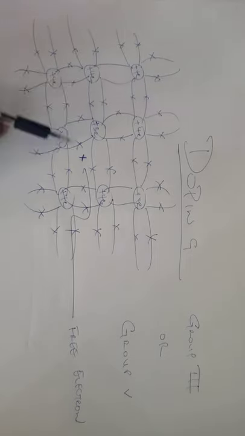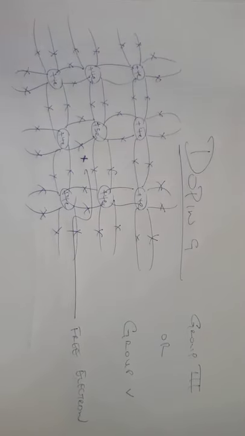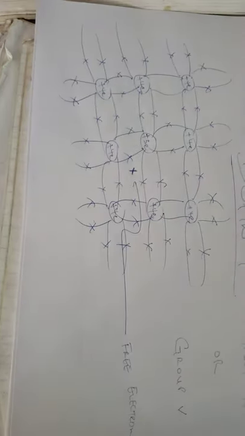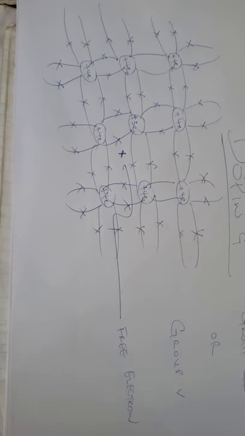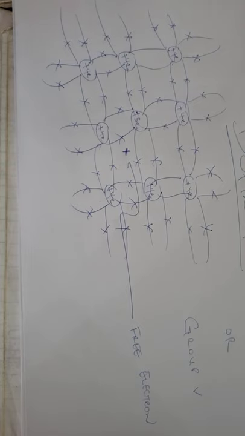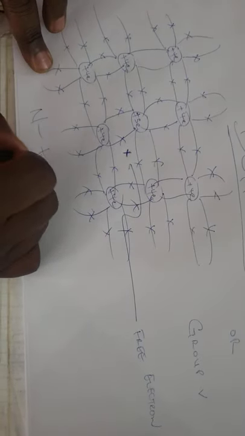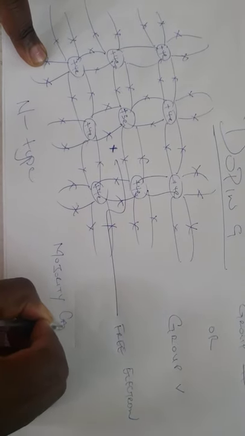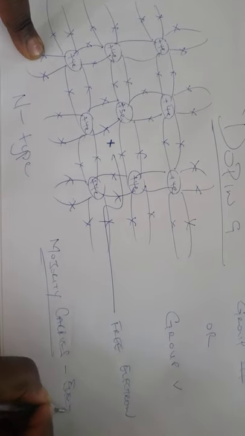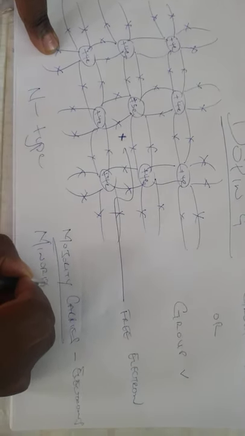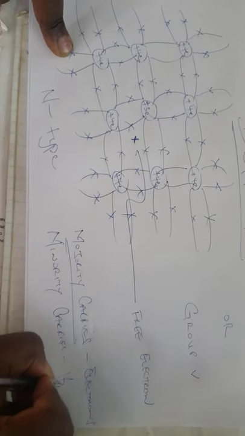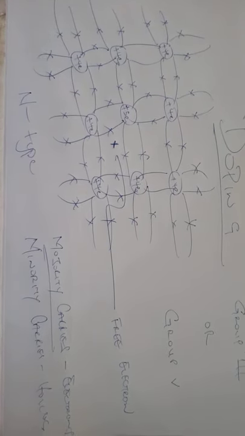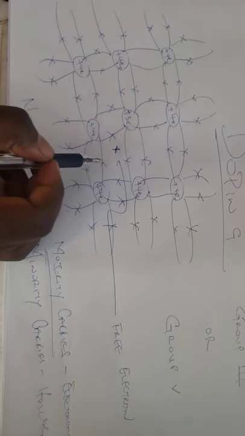Now, since we dope it with a group 5 element and have attained a free electron, the majority carriers would be electrons, and the minority carriers would be holes. This would be an example of an n-type semiconductor material, because the majority carriers would be electrons, while the minority carriers would be holes. This will be classified as a donor. Why? Because it is able to give up an electron, since it has a free electron.